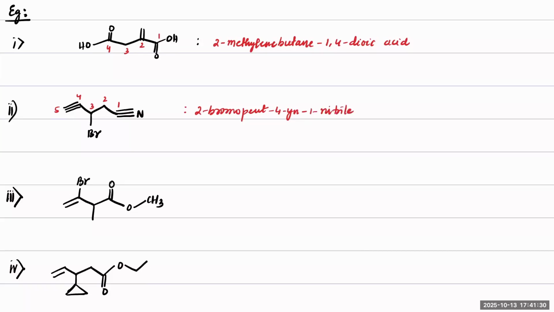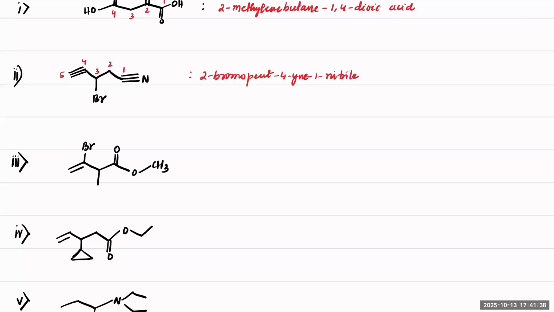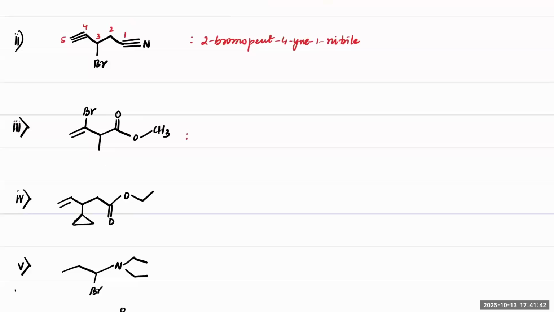Now this is the important part. Since it is starting with N, should we remove that E? No, right? That E should still be there. So 4-yne, 1-nitrile. You should not use the word cyanide. Cyanide is not an IUPAC name. Nitrile is the IUPAC name.